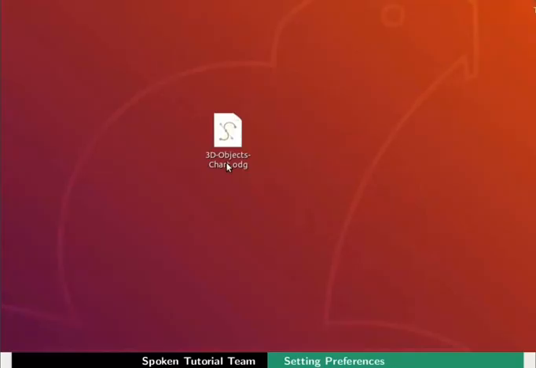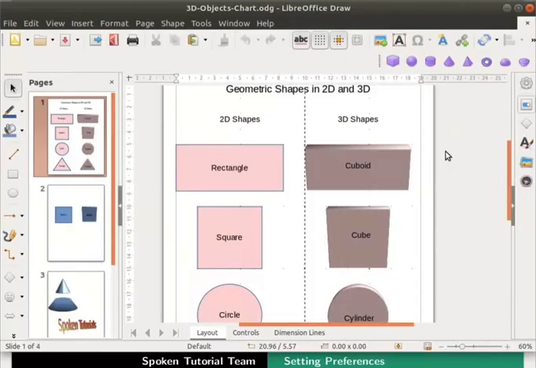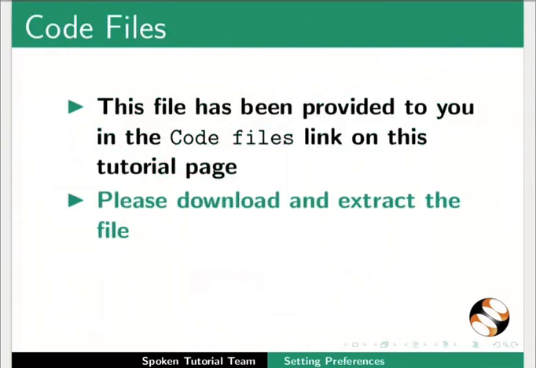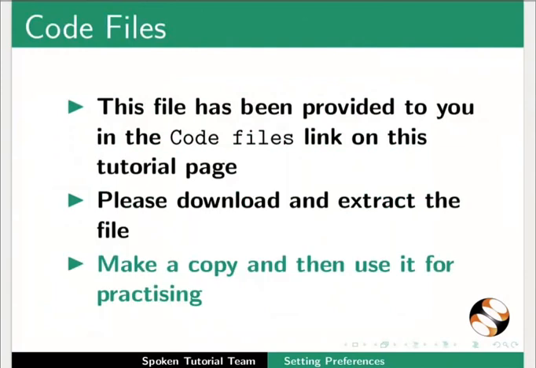Let us open the file 3D Object Stat that we have saved earlier. This file has been provided to you in the code files link on this tutorial page. Please download and extract the file. Make a copy and then use it for practicing.